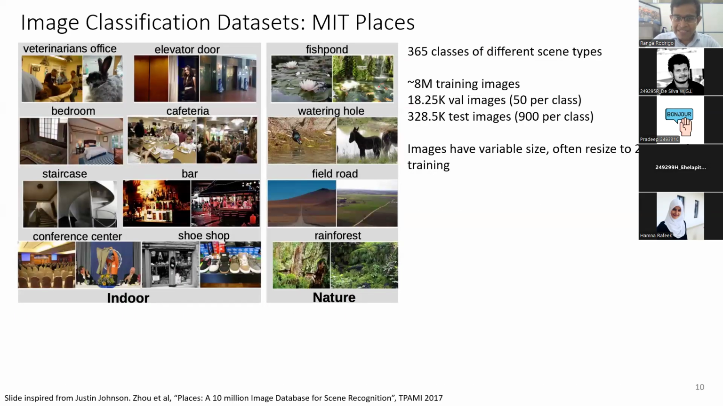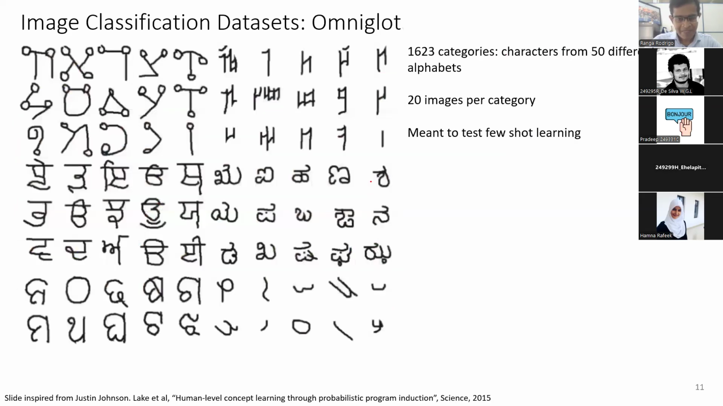This is MIT Places, a scene classification data set. There are 365 classes of different scene types, and 8 million training images, 18,000 validation images, 325,000 test images. Images have variable size, often resized to 256 by 256. You can see miniature, rainforest, field road, like that. Different kinds of scenes are there.